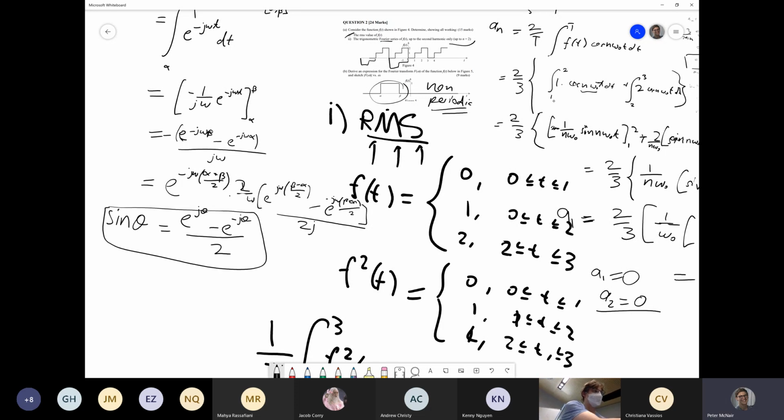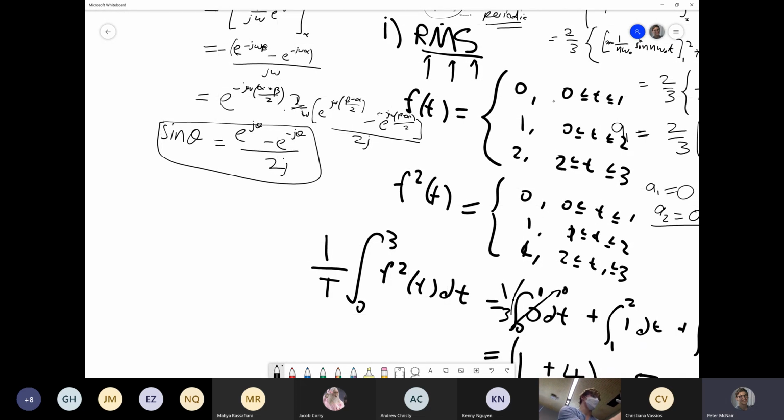So you can say here our theta is beta minus alpha on 2. So we've got e to the j omega beta minus alpha on 2. Sorry, it's omega times that minus that divided by 2j. Yeah, exactly right. So James online has got it. This turns into something called a sinc function. So sinc is essentially sine of x divided by x.